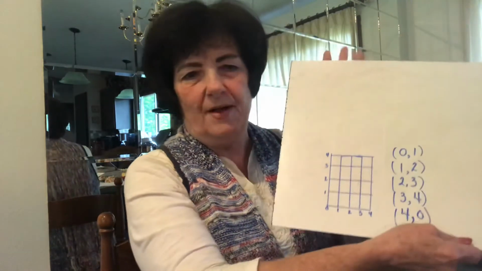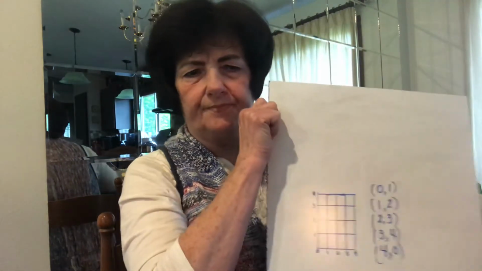Down below is to plot the points on a graph. Remember, first to count over and then up, or across, then up. And use your ruler to connect the points. I'm sorry, not the lines. All right, remember how we did it yesterday?